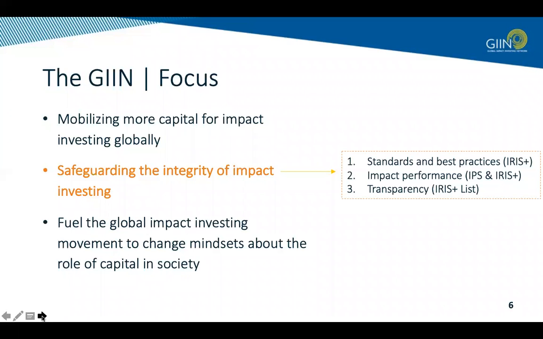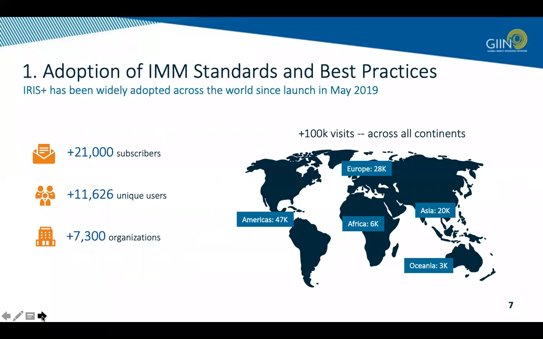And we do this in three ways. The first one is through standards and best practices, which is what we do with IRIS Plus. The second one is in driving impact performance, which is what we're doing also with the combination of IRIS Plus and the GIIN's work on impact performance studies. And the third one is around driving greater transparency. And this is the objective of the functionality we're going to talk about today, the IRIS Plus list. So, as I just mentioned, we'll do this in three ways.